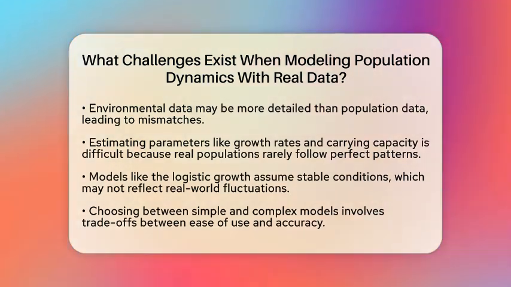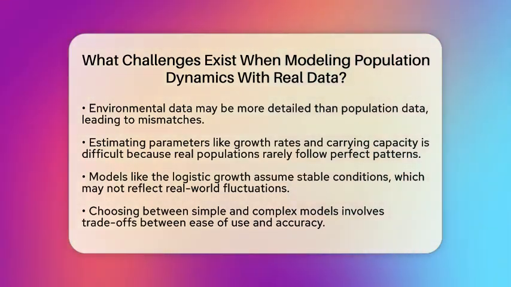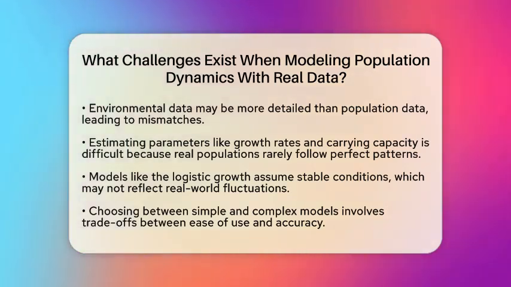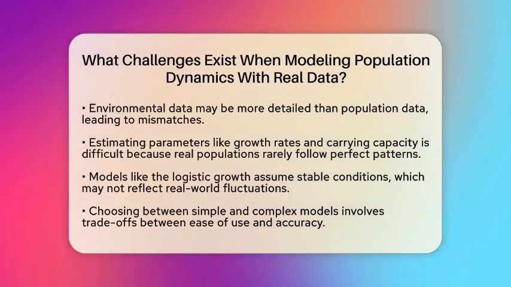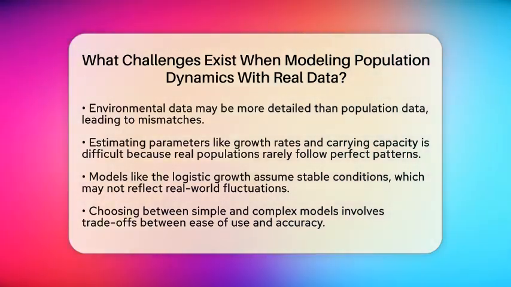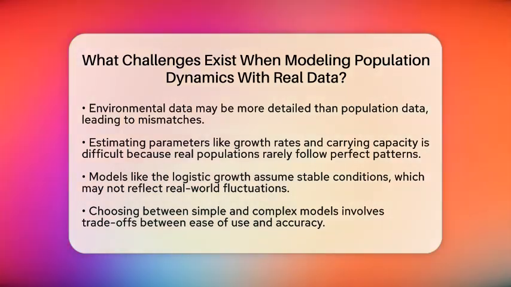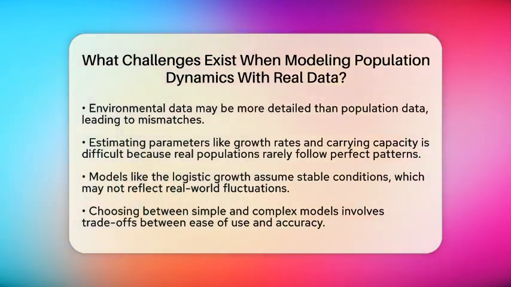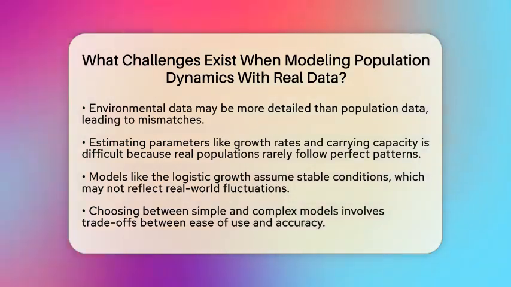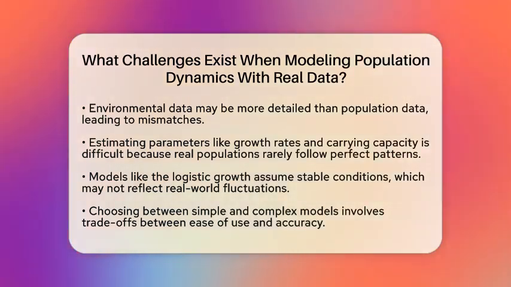Third, estimating parameters such as how fast a population grows or the maximum number it can reach is difficult. Natural populations rarely follow perfect patterns. For example, logistic growth models assume a stable carrying capacity, but in real life, this capacity can change over time. When parameters are off or fluctuate, models may not fit the data well or give misleading predictions.